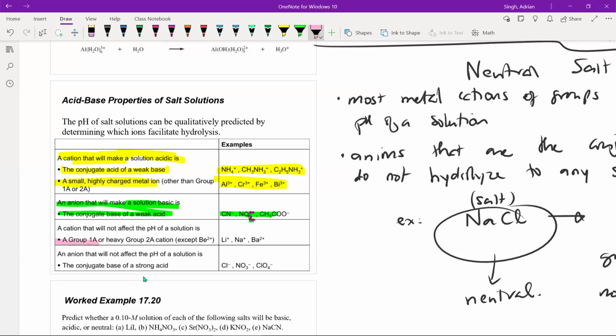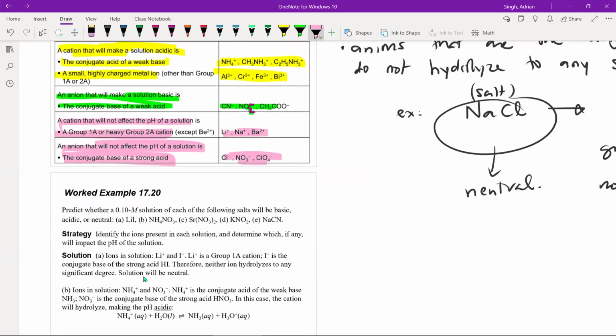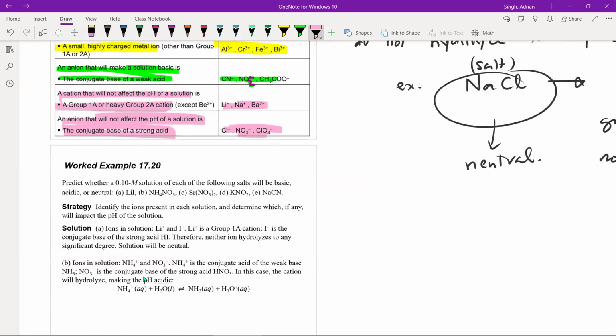So the group 1A or the group 2A cations, lithium, sodium, barium, etc. And then anions that will not affect the pH would be the conjugate bases of strong acids. So chloride, nitrate, perchlorate, etc. All right, let's take a look at an example of this. Let's do the KNO2 example. So we have potassium nitrite.